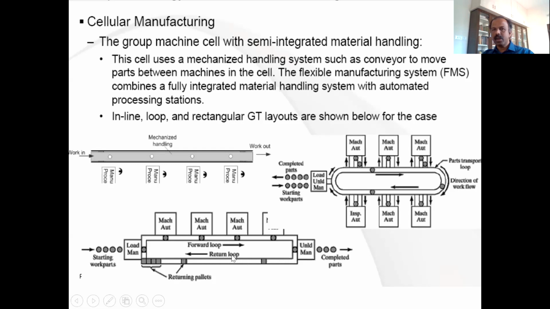Now the pallets will come in the same loop. There is something called the return loop. Now what is going to happen? The pallets will come back to the return loop, and these pallets are going to be washed by using the wash station, and these returning pallets can again be used further. This is the case of what is called a rectangular GT layout.